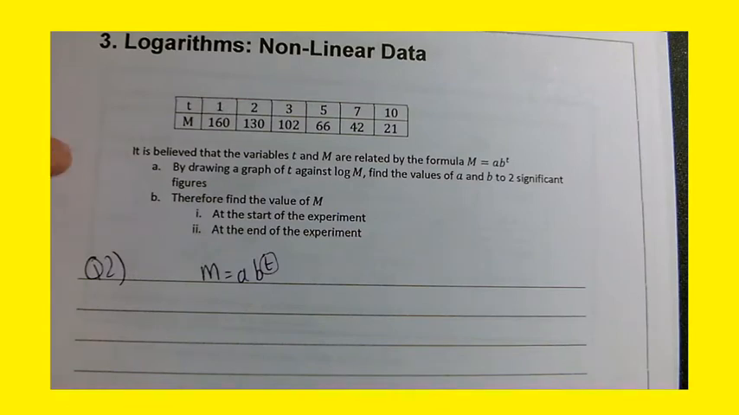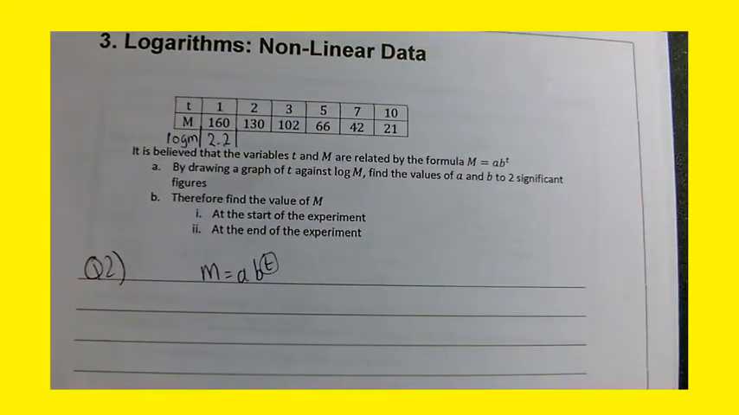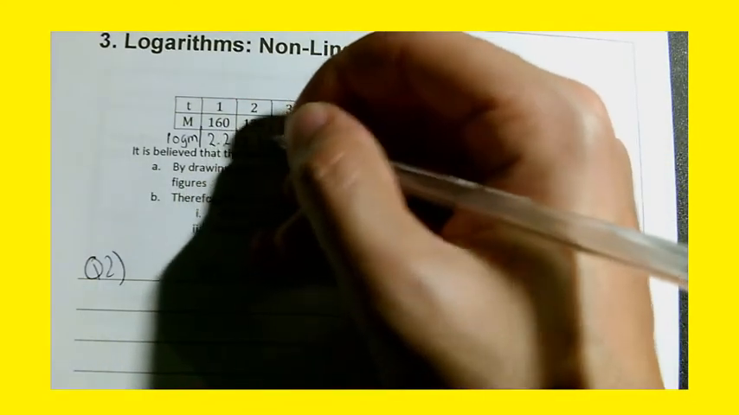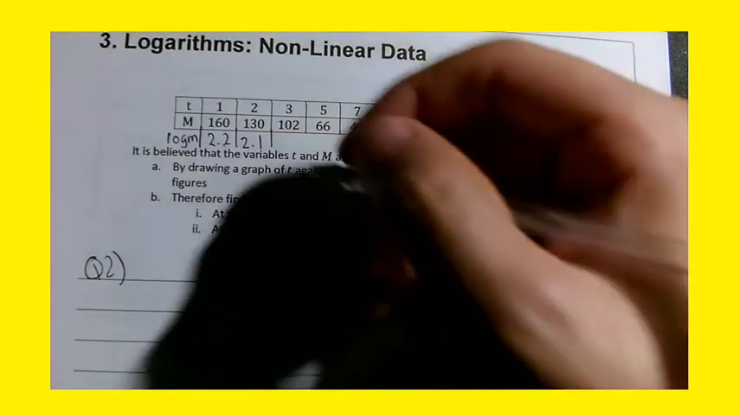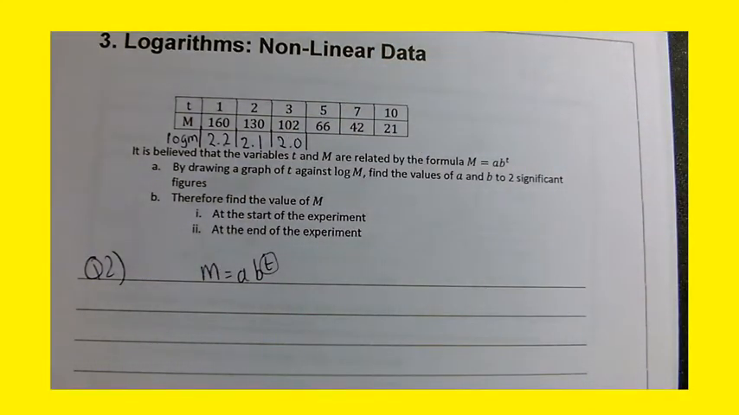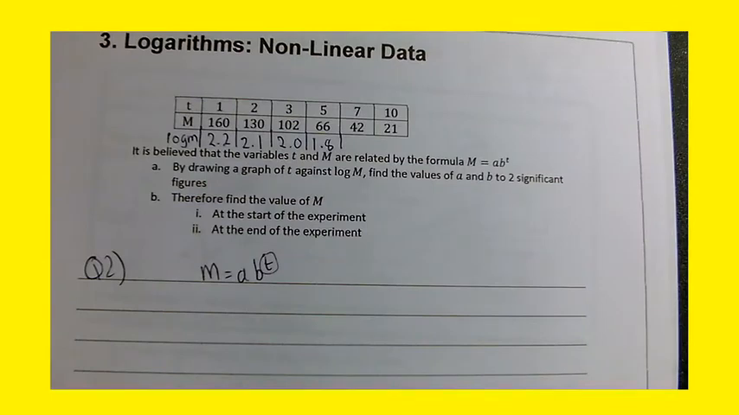Right, so we need to find t and log m. So I'm just going to add another column. I'm just going to log all these m values. 2.2, 2.1, 2.0, 1.8, 1.6, and 1.3.